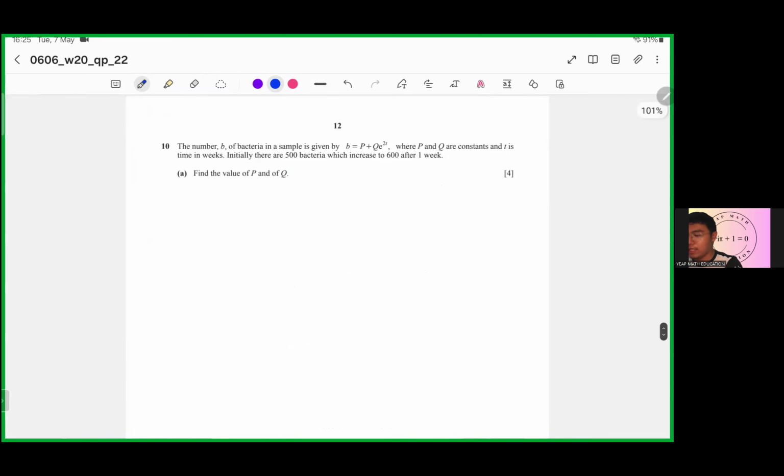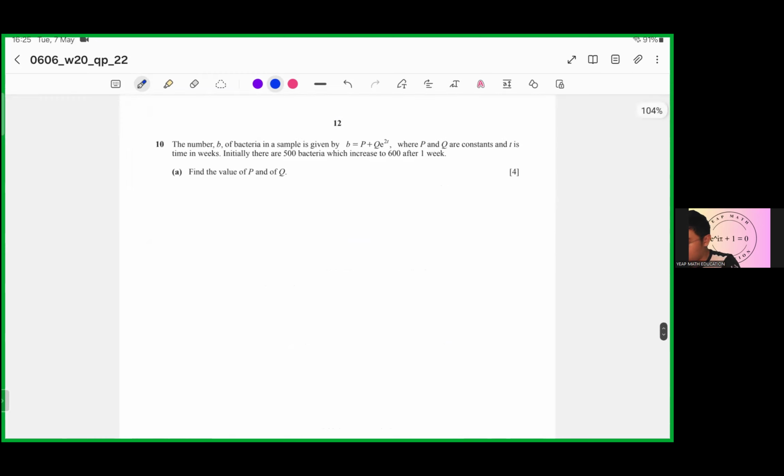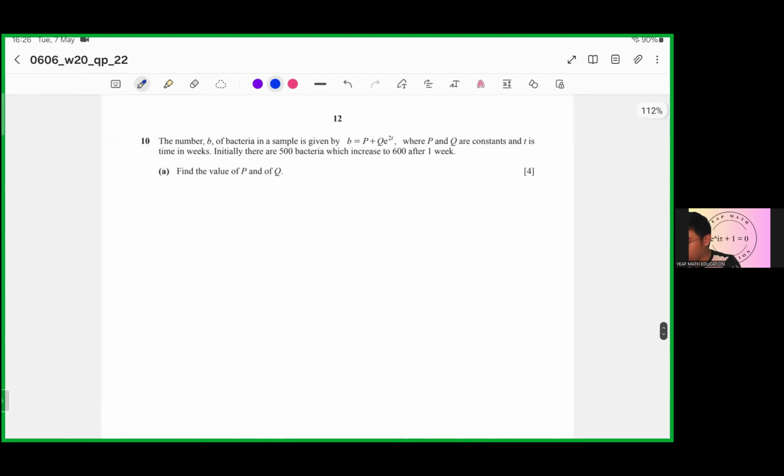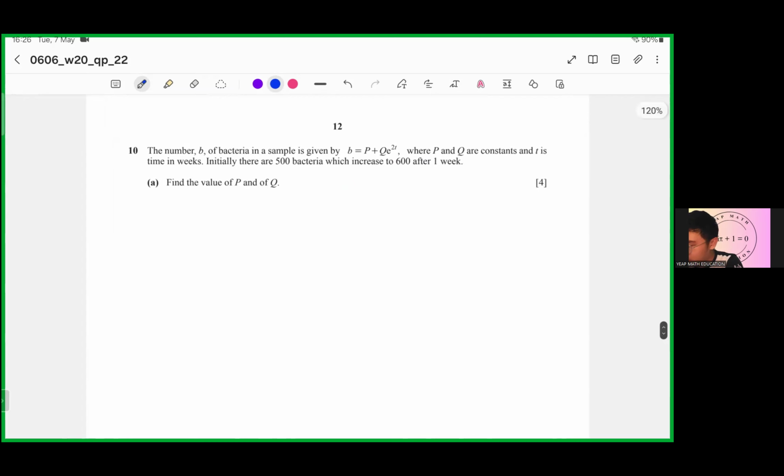Okay, now we look at the next question, question 10. The number of bacteria in the sample is given by B equals P plus Q e to the power 2t, where P and Q are constants and t is time in weeks. Initially, there are 500 bacteria, increasing to 600 after 1 week. So find P and Q.